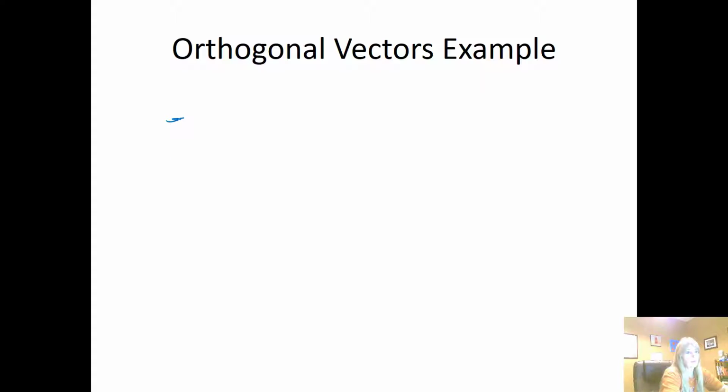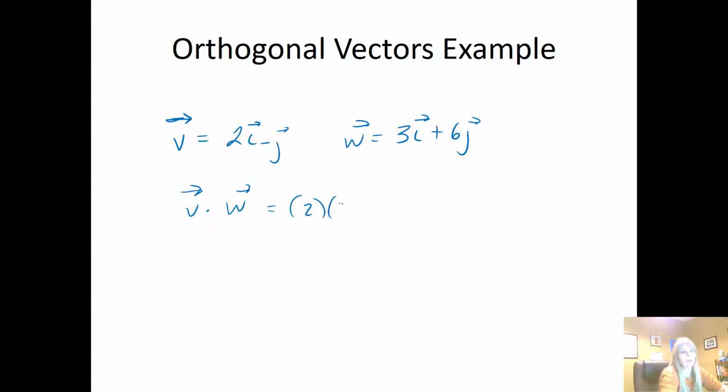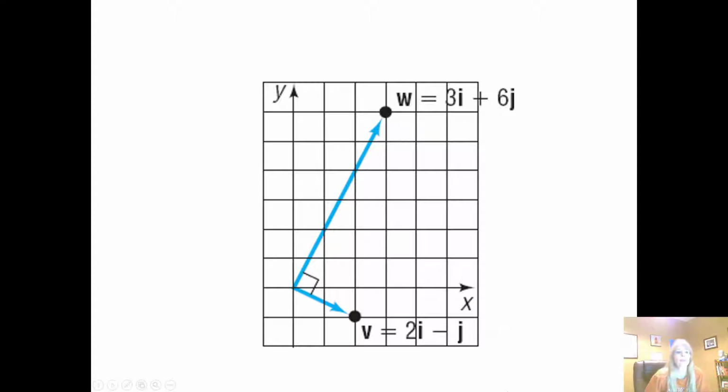If I have vector v, 2i minus j, and vector w, 3i plus 6j, and I find their dot product, it would be 2 times 3 plus -1 times 6. As you can see, that's 6 minus 6, which is 0. So they definitely are orthogonal. And if I actually plotted these out and graphed them, you would see that they are orthogonal with each other.